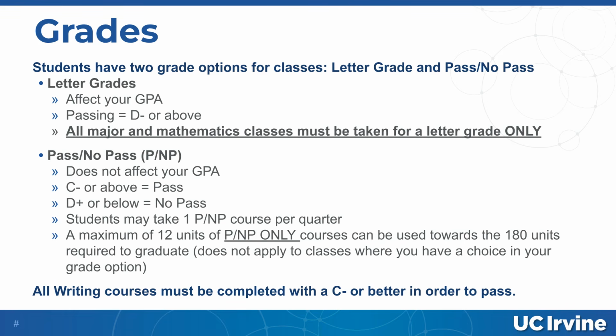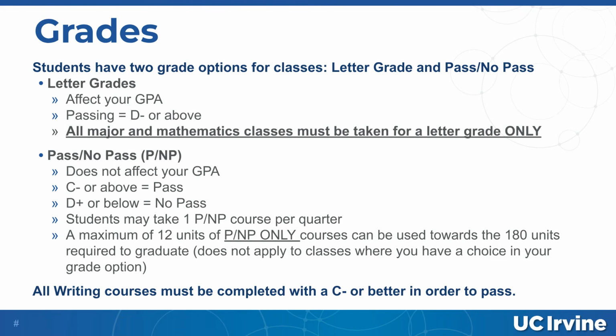For other courses, such as general education or elective courses, you do have the option to take them for pass/no pass. This grading option does not affect your GPA, regardless of whether you earn a pass or a no pass. To receive a pass, you must earn a grade of C- or better. Any grade below a C-, such as a D+ or lower, will be recorded as no pass. You may take 1 pass/no pass course per quarter.